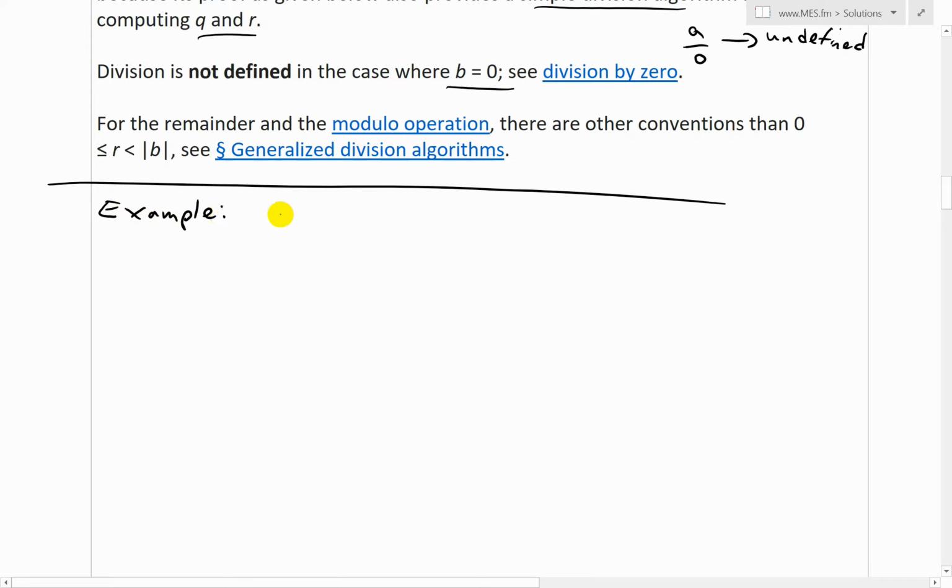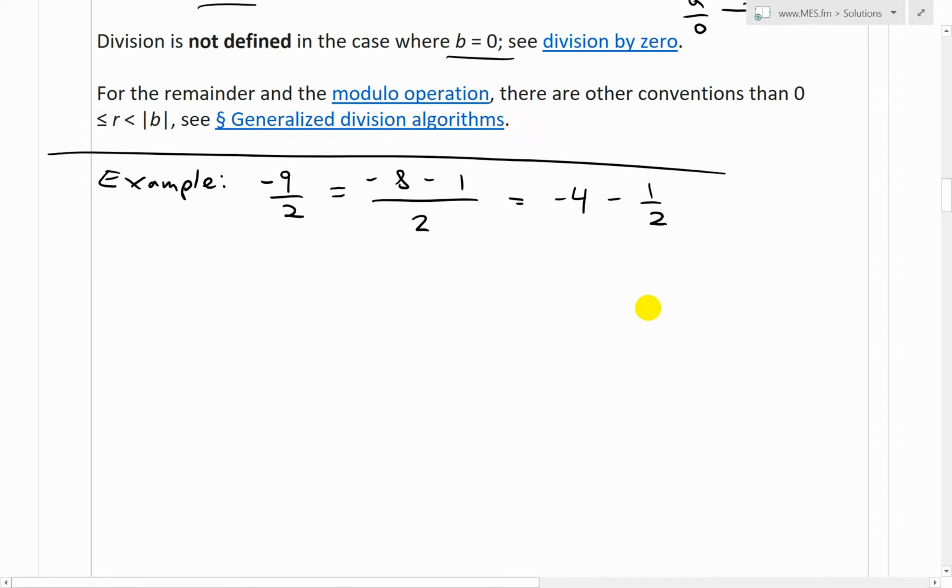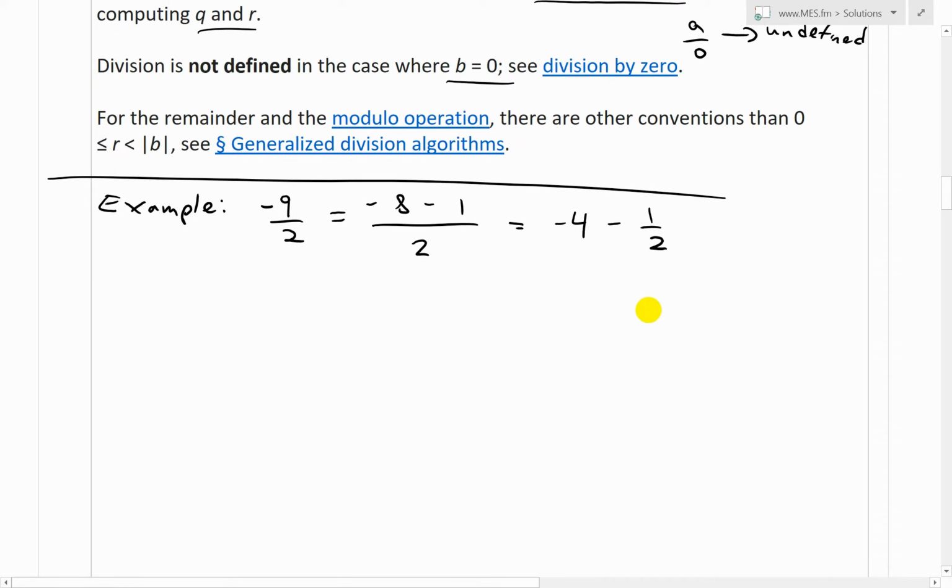So example, if we have, let's say 9 divided by 2, and let's just throw a negative sign in there. So negative 9 divided by 2, like this. Then what we could do is break this up into negative 8 minus 1, so that adds up to negative 9 divided by 2. Divide this out just to give an illustration. This becomes negative 4, and then this part here is negative 1 over 2. And just to show you how we can have different quotients and remainders. And this isn't the division algorithm, this is just my little way of dividing here.